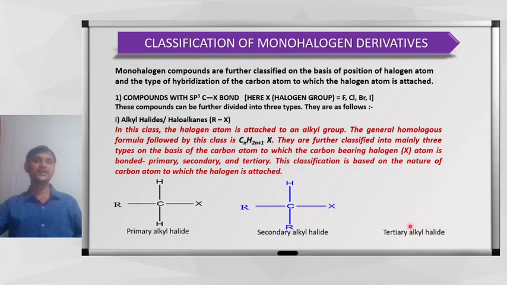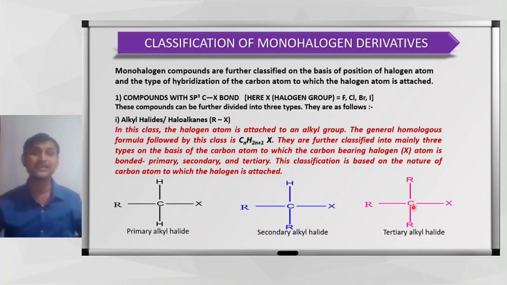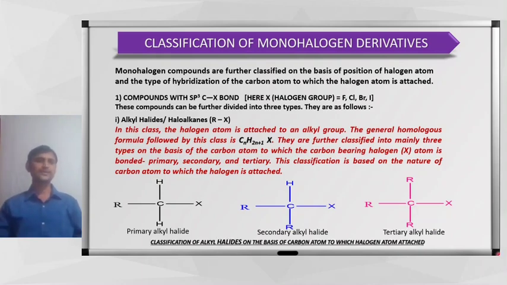And next one is the tertiary alkyl halide. Why is this a tertiary alkyl halide? Because this carbon is attached to three other carbons. See, this carbon is attached to this R group, this to this R group, and this carbon is attached to another R group. So one carbon is attached to three R groups. That's why this is a tertiary alkyl halide. This is the classification of alkyl halides on the basis of the carbon atom to which the halogen atom is attached. These are the examples of primary, secondary and tertiary alkyl halides.